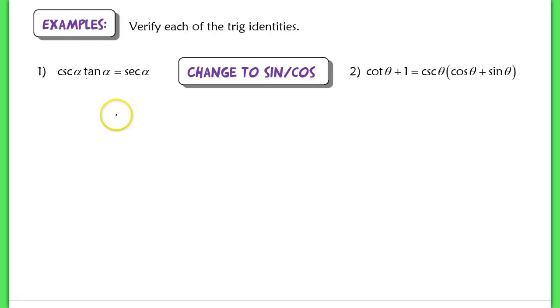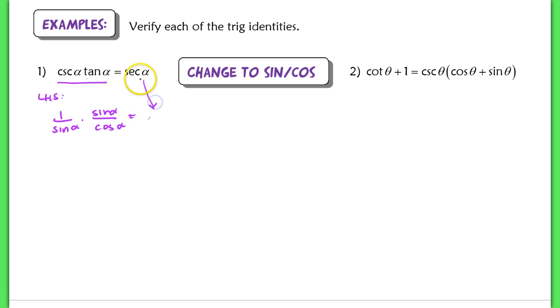So here are 2 examples where I would like you to try to change the trig identity to either sine or cosine. So for example, I'm working on the left-hand side, okay, so I'm going to show that I'm working on the left-hand side here, and I'm going to change cosecant to 1 over sine, and tangent to sine over cosine. And I'm just going to leave that blank here on the right hand side.